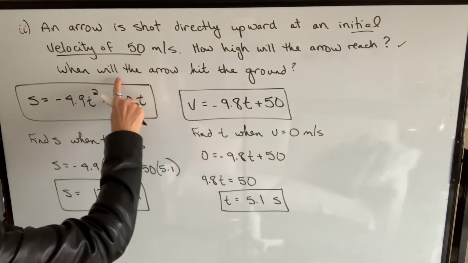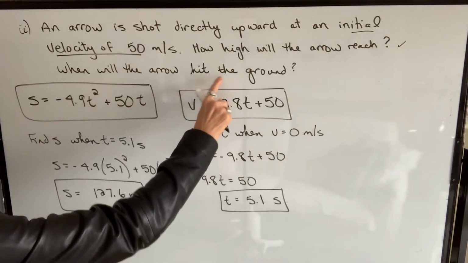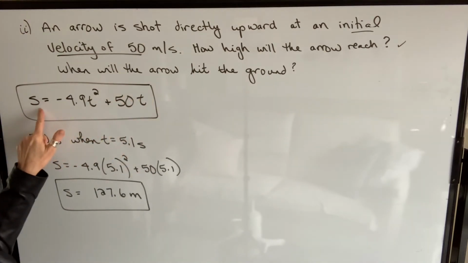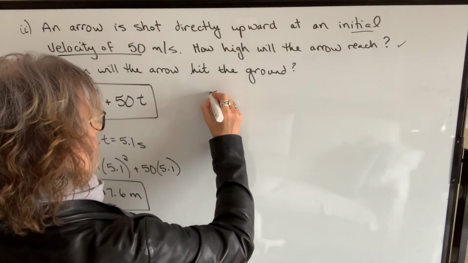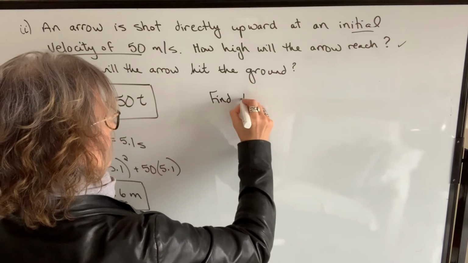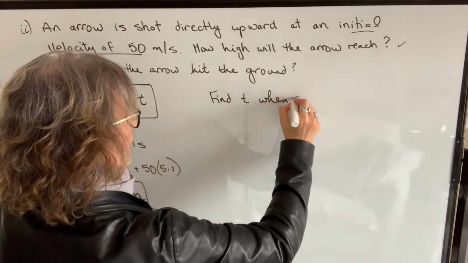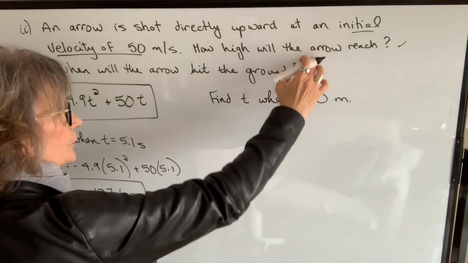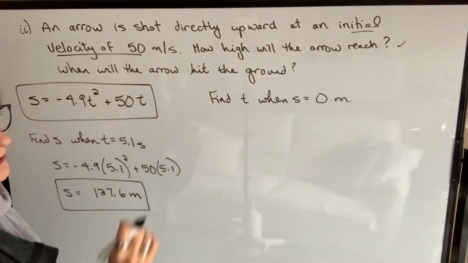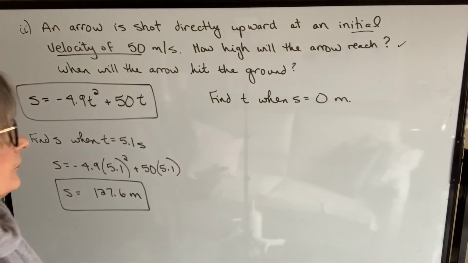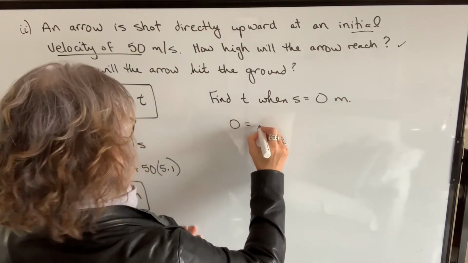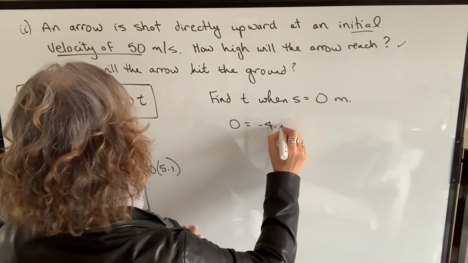Let's look at our second question. When will the arrow hit the ground? The arrow will hit the ground when S is equal to 0. So what we're going to do is find T when S is equal to 0. So again, those are two very common questions that you will see on a problem like this one. So we set S equal to 0 and we solve for T.